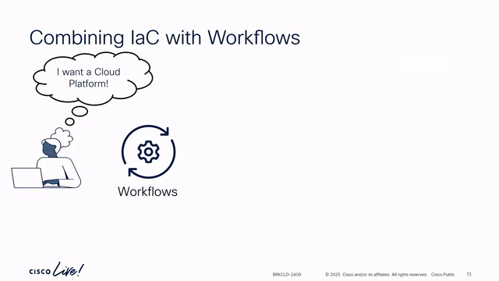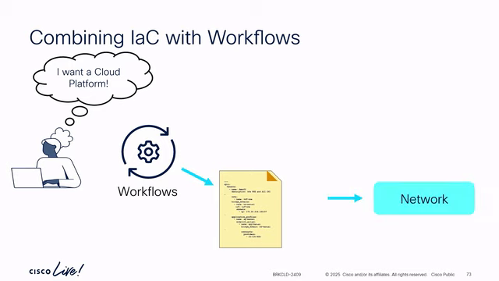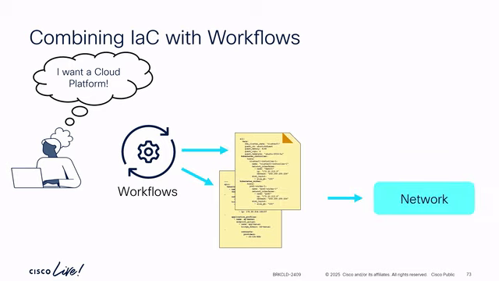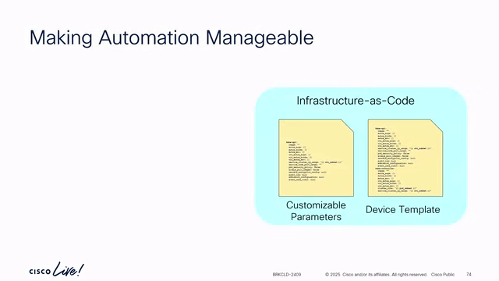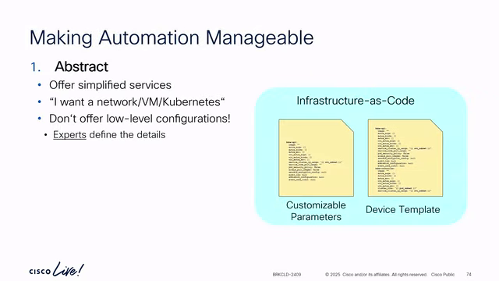And the goal really is then we have something like workflows, and we say, look, I can configure my network tenant, I can configure my virtual machines in Kubernetes, and I can configure my application. And really key to making automation manageable is abstraction. So I want to provide simplified services to my users. If they want a Kubernetes cluster, I don't want to provide them with a list of 100 different variables they need to fill out. Let's work with them to find out which ones the key variables are and what we can leave as defaults and define ourselves as the experts.